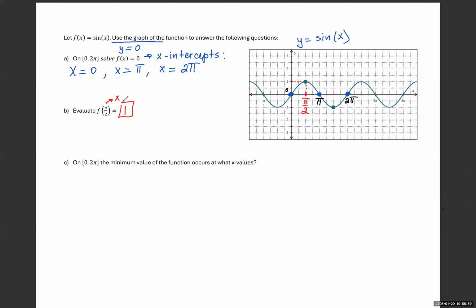All right, and then part C, on the same interval from 0 to 2π, the minimum value of the function occurs at what x values? The minimum of this function, there's only one on this interval from 0 to 2π, and the minimum is right here. Now, it's not asking us for the y value, it's asking us just for the x value at this point. Now, that point is right in between π and 2π, so this would be 3π/2. So that would be x = 3π/2.